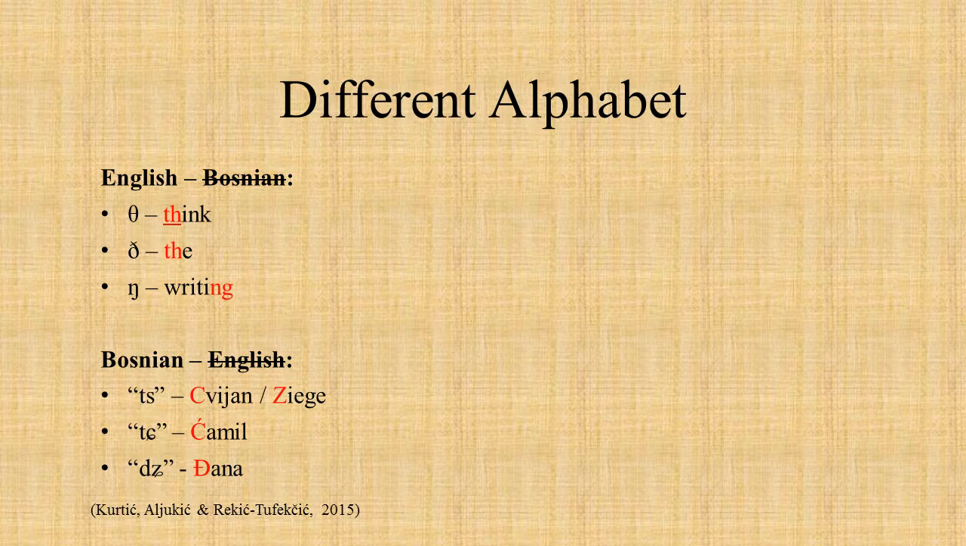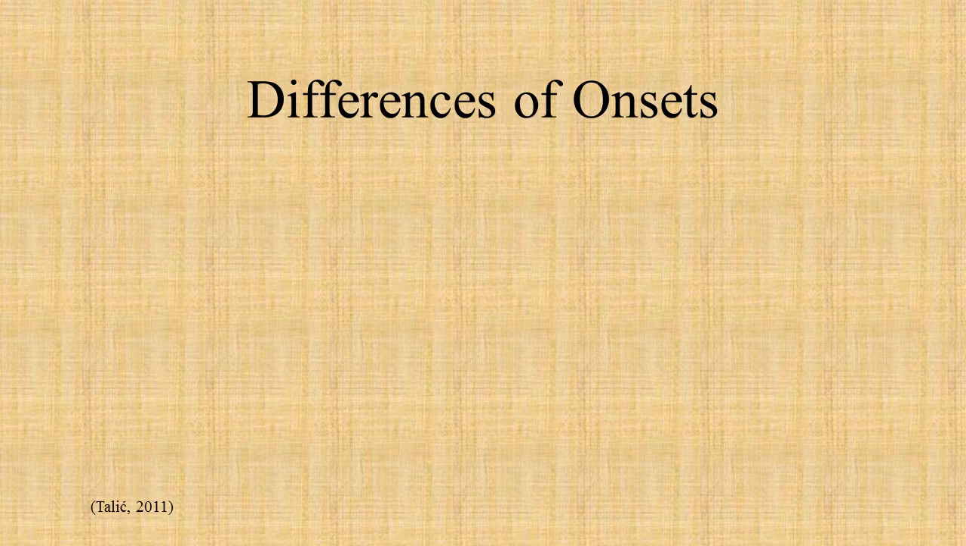Now, let us have a look at the differences that occur in the onsets. Aida Talic analyzed the possible consonant pairs in onsets in English and Bosnian. According to Talic, Bosnian has a larger variety of combinations than English. She claims that although Bosnian has more theoretically possible combinations, because Bosnian has one more consonant than English, the consonants that are present only in Bosnian do not contribute a lot to the number of acceptable combinations. So the difference between these two languages with respect to onsets is indeed significant.